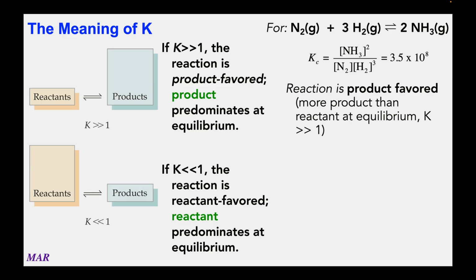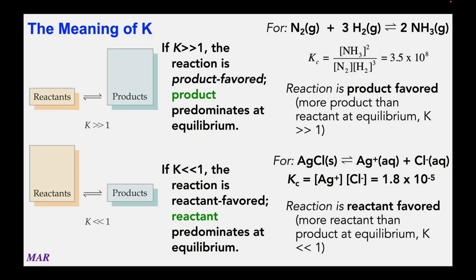And it's very product favored, and we know that as chemists because your K, 3.5 times 10 to the 8th, is just huge. It's much, much, much greater than 1. So numbers greater than 1 mean product favored. And so when that equilibrium hits, you're going to have more ammonia, NH3, than you'll have nitrogen and hydrogen.